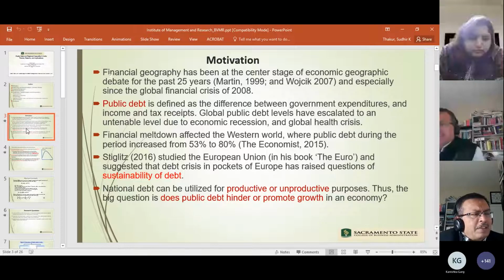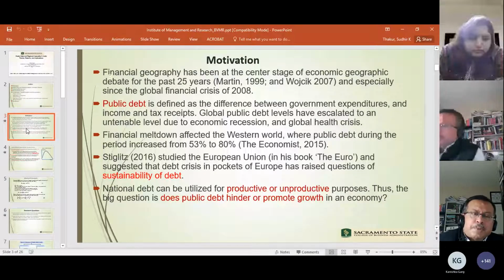Well, this is a fundamental question that we have to ask. When we take debt, it's like household debt. We take credit card debt. It's just that everything is aggregated at the national level. So the national debt can be utilized either for a productive purpose or it can be utilized for an unproductive purpose.